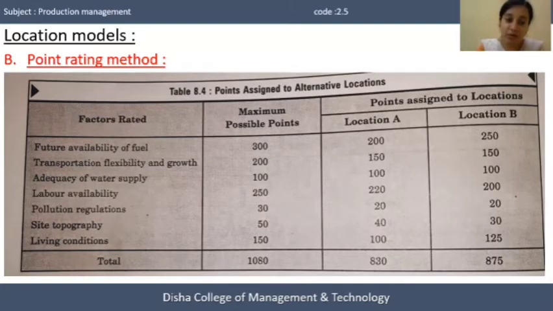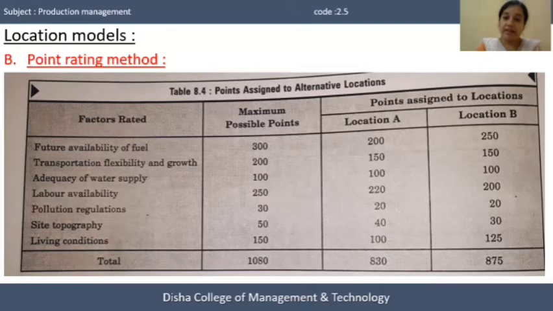After that, he provides maximum points to a factor which is important to him. So future availability of fuel is very important to the plant. So the industrialist assigns 300, that is the maximum point, to future availability of fuel, and the industrialist considers that pollution regulation is not important at all. So he assigns the lowest point, that is 30 points, to the pollution regulation factor.